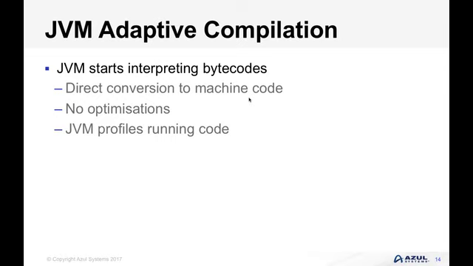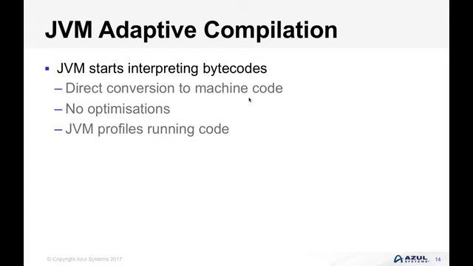So what adaptive compilation is about is taking these bytecodes, and initially the bytecodes will be interpreted by the virtual machine. Each bytecode will be taken and it will be translated into one or more instructions for the operating system. There's a direct conversion to machine code. This means that the code can work on any platform, but it doesn't work well in terms of performance.